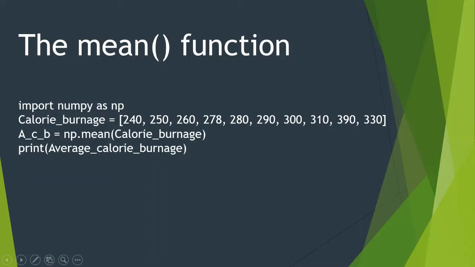Sorry, I have given here print average_calorie_burnage, because this variable's full form is this thing. So when writing the program, don't give average_calorie_burnage. Just give the variable which you have preferred here.